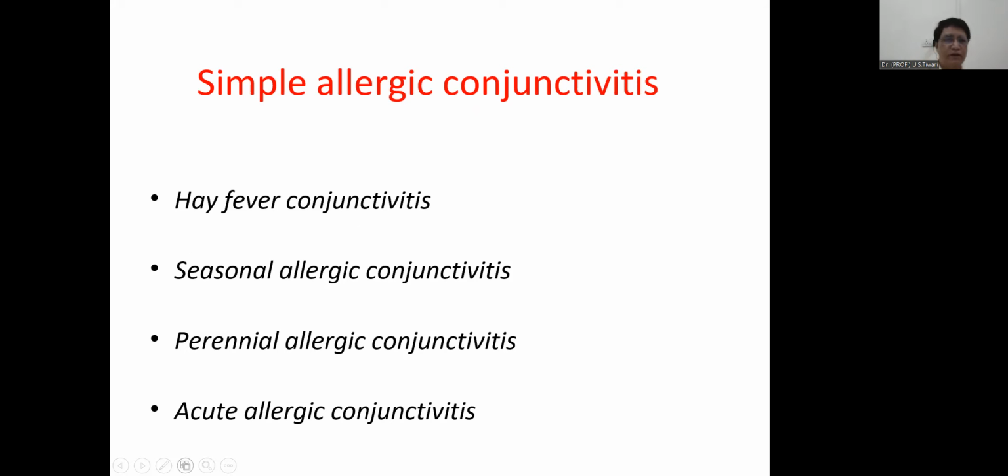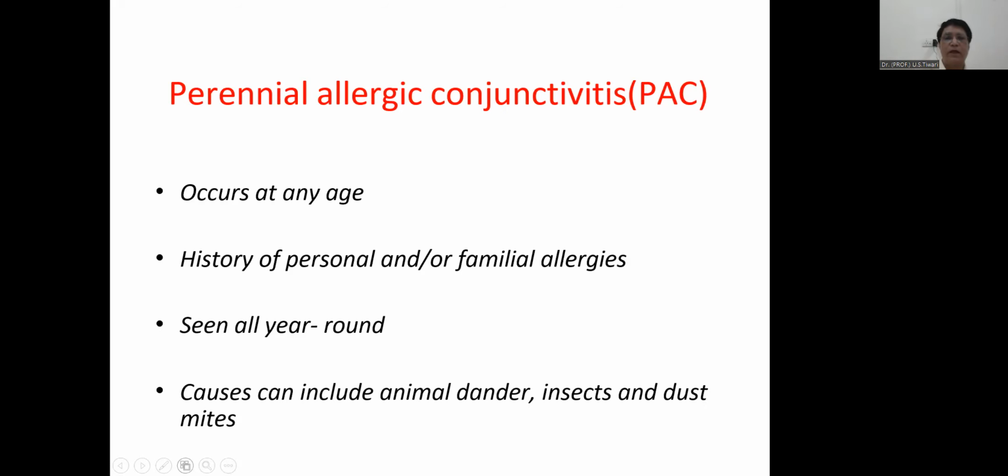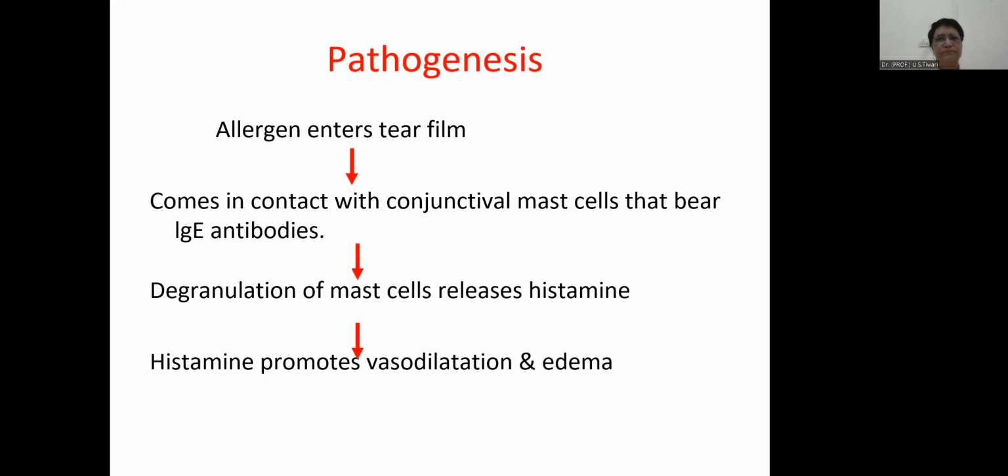It includes hay fever conjunctivitis, seasonal allergic conjunctivitis, perennial allergic conjunctivitis, and acute allergic conjunctivitis. These are the different varieties. If you look at perennial allergic conjunctivitis as one of the examples, it can occur at any age. There is a history of personal or familial allergies. It is seen all year round. Causes include animal dander, insects, and dust mites. So these are the different allergens that produce an allergic reaction in a genetically predisposed subject.